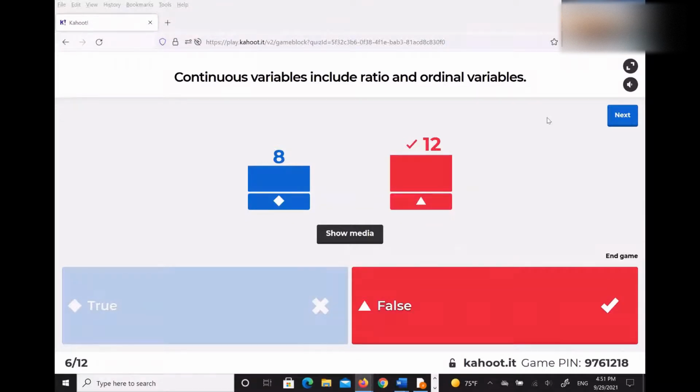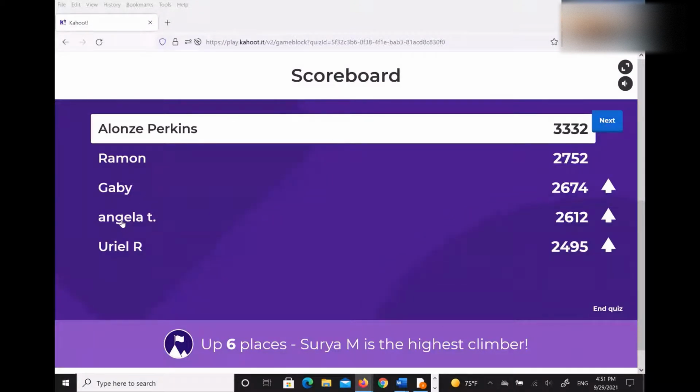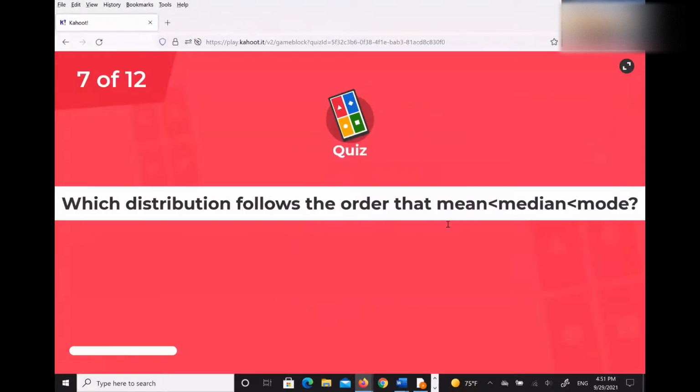All right, let's see the scores. Right, we still have the same people: Alonso, Ramon, Gabby, Angela, Uriel. Right, let's see the next one. Verse 7.